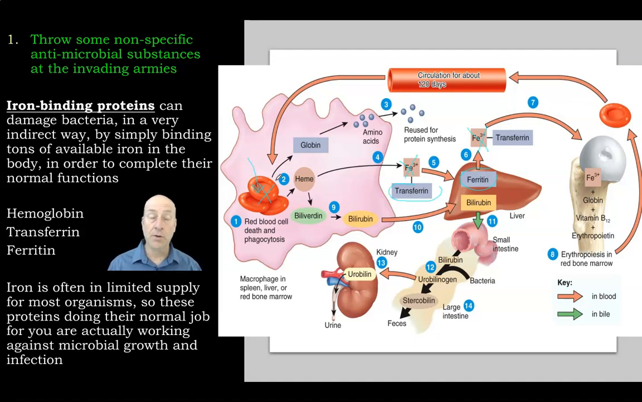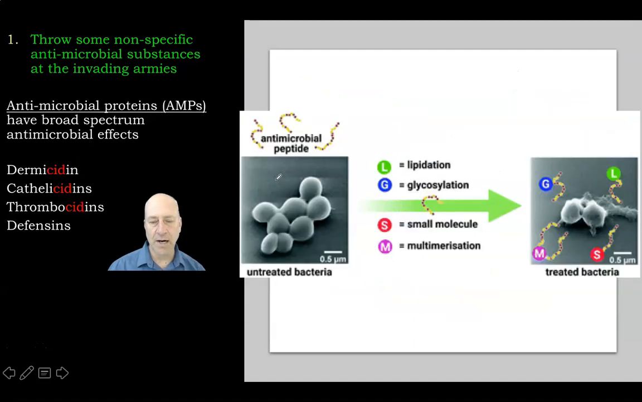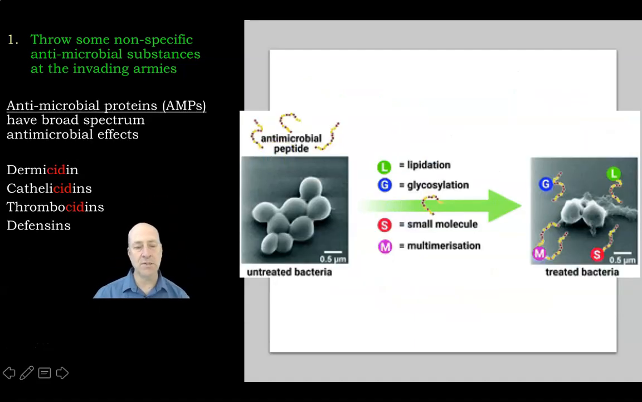If someone's anemic, they'll know exactly what I'm talking about, because the iron is so limiting to them that they can't perform physiological function. Now you're trying to turn the tables and make the iron so limiting to the bacteria or the microorganisms that they can't function. So that's what iron binding proteins do.